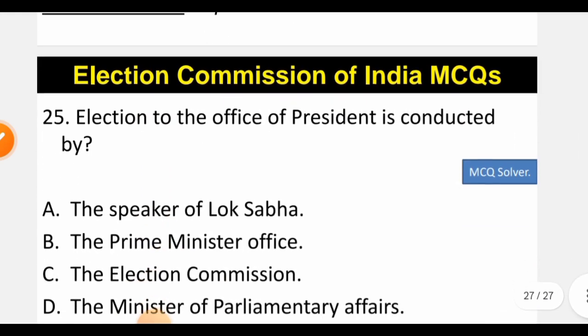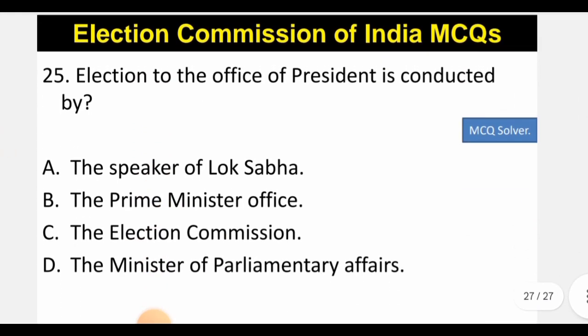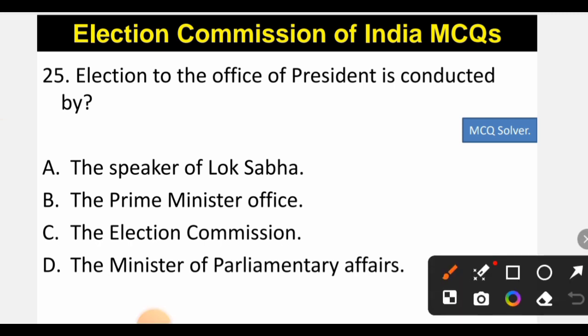Now let's move to question number 25 and the last question of this video. Elections to the office of president are conducted by. So the correct option is option C, that is it is conducted by the Election Commission of India.